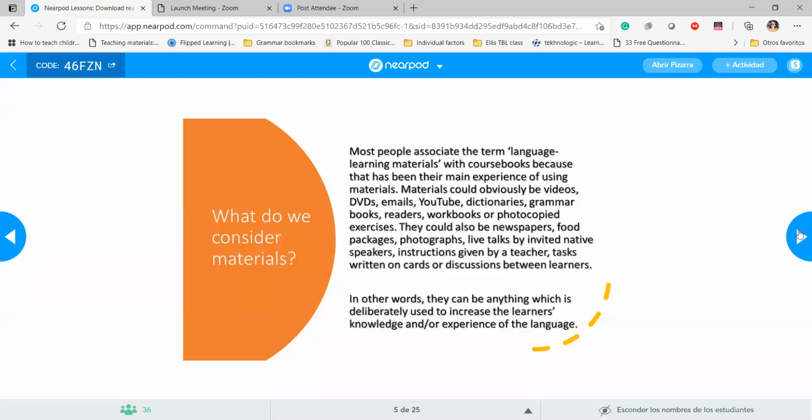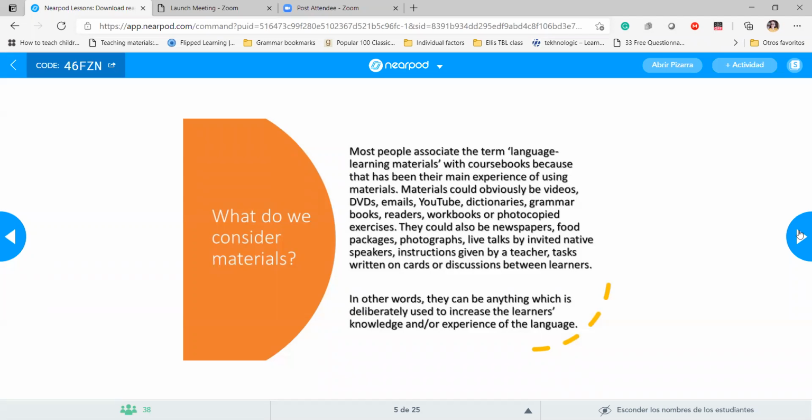And as it says here, it could obviously be videos, DVDs, emails, YouTube, dictionaries, grammar books, readers, workbooks, or photocopied exercises and handouts. Also, as some of you mentioned, it can be realia such as newspapers, food packages, photographs, or live talks by an invited native speaker. I can invite a native speaker to my class and he can easily become a resource.